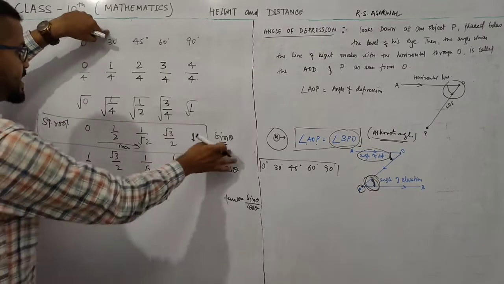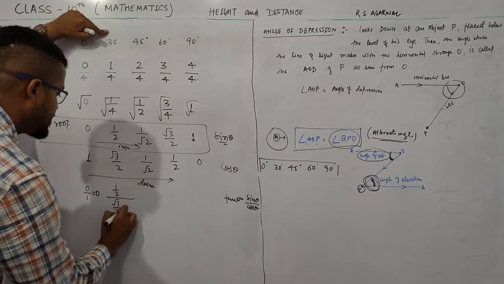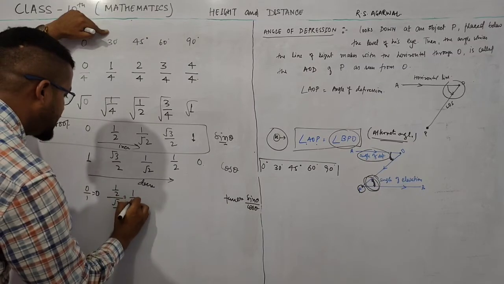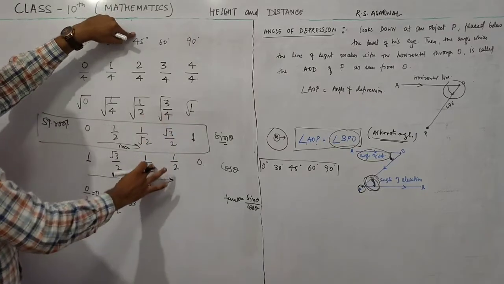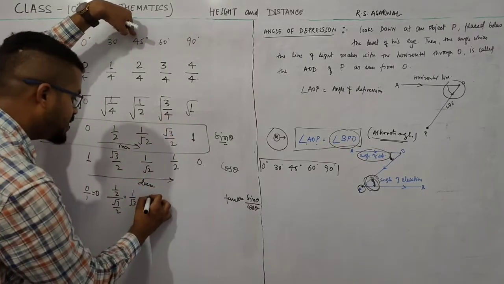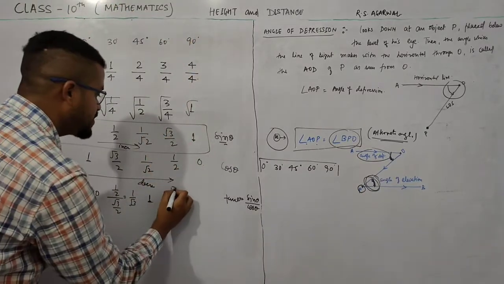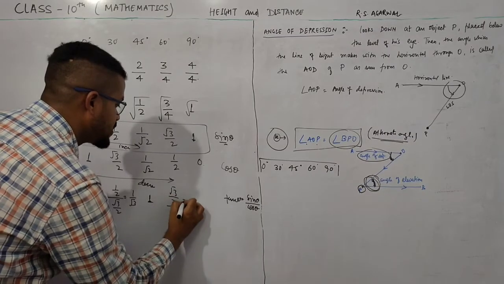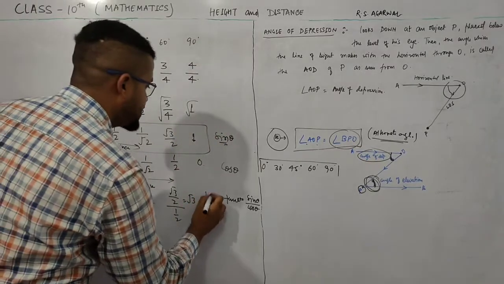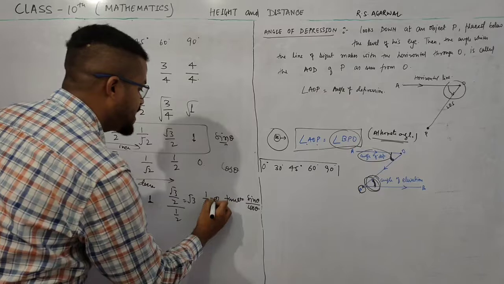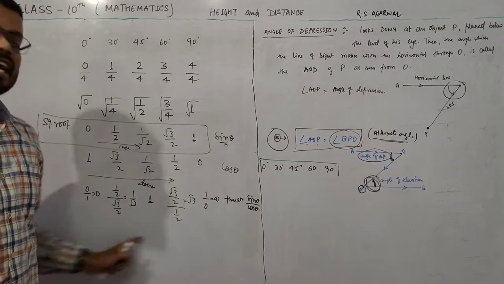Now sine 30 degree is 1 by 2 and cos 30 is root 3 by 2, so tan 30 is 1 by root 3. Now sine 45 degree is 1 by root 2 and cos 45 degree is also 1 by root 2, so tan 45 is 1. Again sine 60 degree is root 3 by 2 and cos 60 is 1 by 2, so tan 60 is root 3. And sine 90 is 1 and cos 90 is 0, so 1 by 0 is infinity, or we can say not defined. This is the value of tan theta.